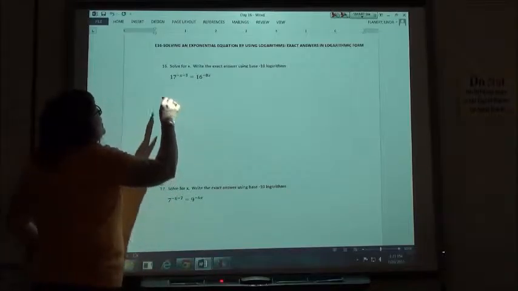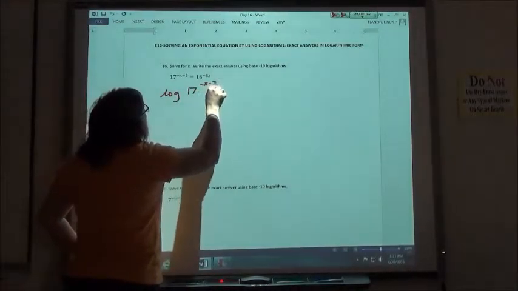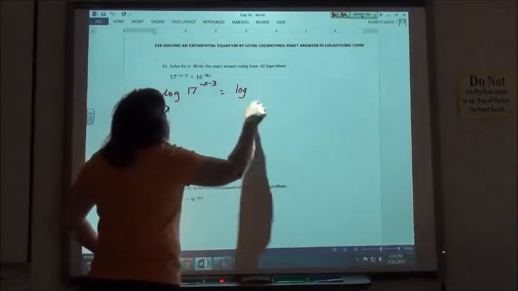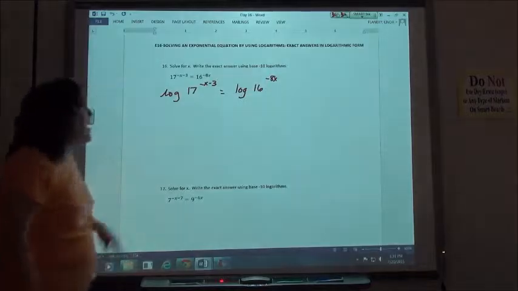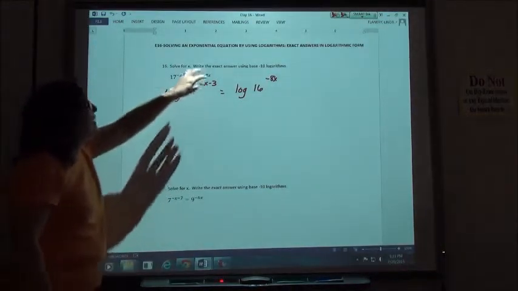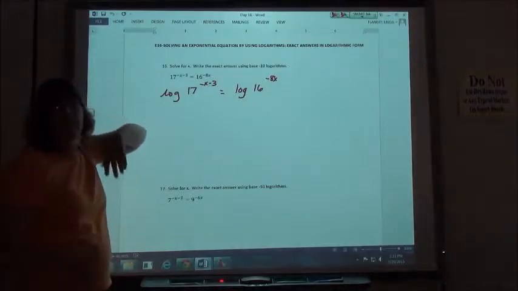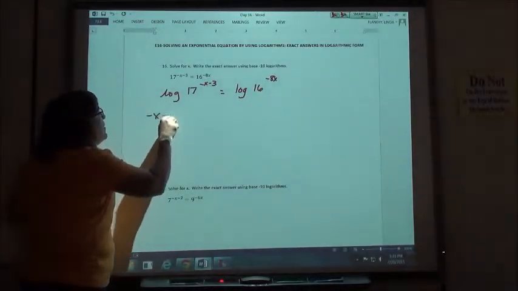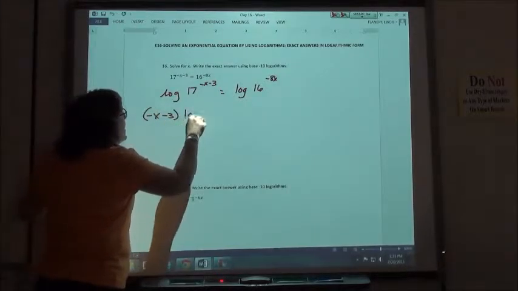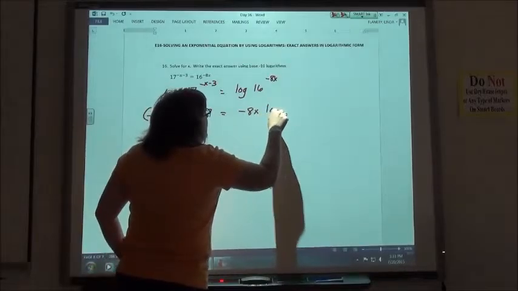So what I'm going to do is I'm going to have the log of 17 to the negative x minus 3 equals the log of 16 to the negative 8x. Now that they're written as logarithms, I can take the exponent and multiply it by my logarithm using those basic rules for logarithms. So negative x minus 3 times the log of 17 is equal to negative 8x times the log of 16.